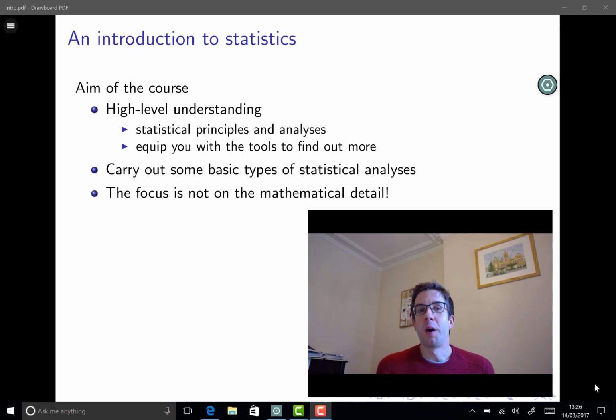So the aim of this part of the course is to equip you with knowledge of some of the main ideas in statistics that you're going to come across in statistical analyses. And our aim is to give you a high-level understanding of these concepts rather than a mathematical understanding of the nitty-gritty of how to do things. So our aim is to equip you with enough knowledge so that when you have a problem of your own, you know what kind of statistical analysis might be appropriate, and you know enough to be able to go away and read about the kind of analysis that you might want to do.